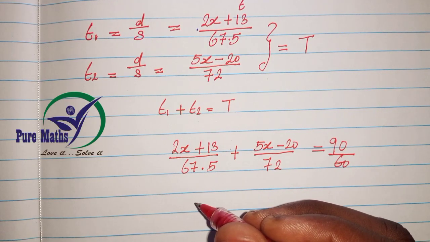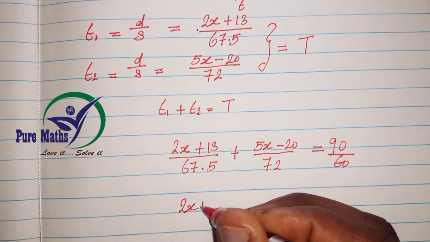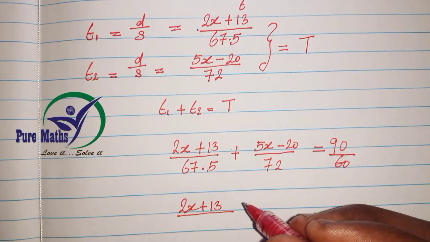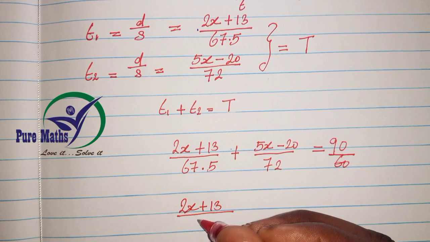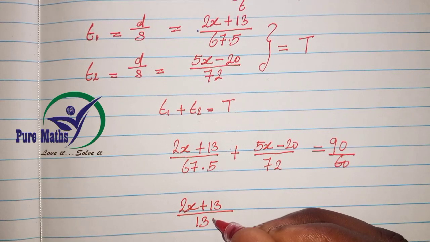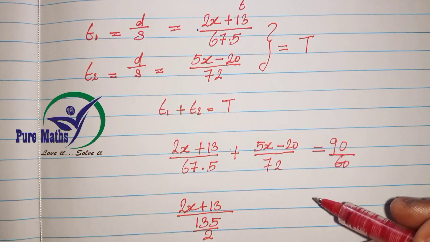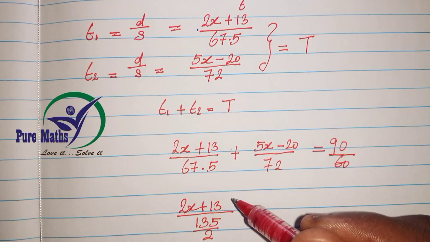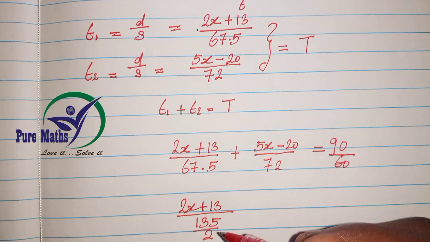So changing it into a fraction, I know that 67.5 is the same thing as 135 divided by 2. When you do 135 divided by 2, you'll have 67.5 as your answer. So I just converted 67.5 into a fraction. All right, you can do that.